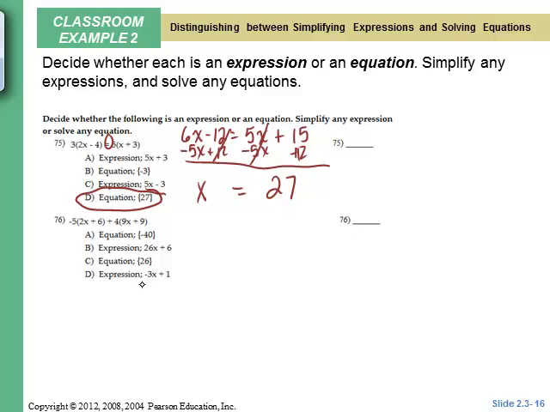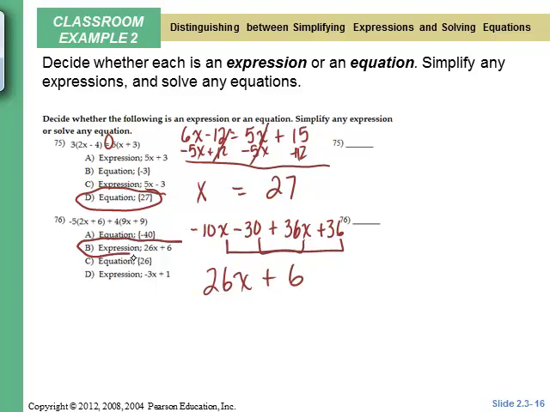There's no equation, so it's going to be an expression. Let's multiply it out. Negative 10x minus 30 plus 4 times 9 is 36x plus 36. Combine these two, we get 26x. Combine these two, we get plus 6.